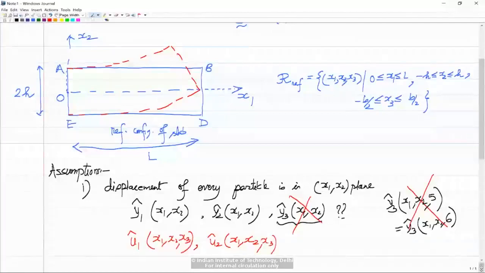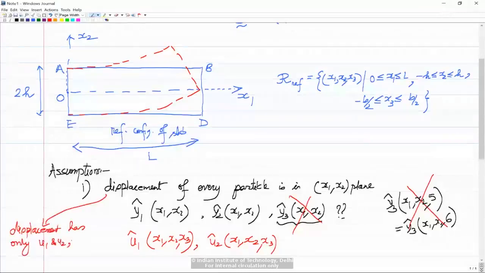See, displacement is in the x1 x2 plane. That means displacement has got only u1 and u2 coordinates. Okay, so what this means is that displacement has only u1 and u2, no u3. So this implies u1 hat is the full general function, but u3 hat is then equal to 0.